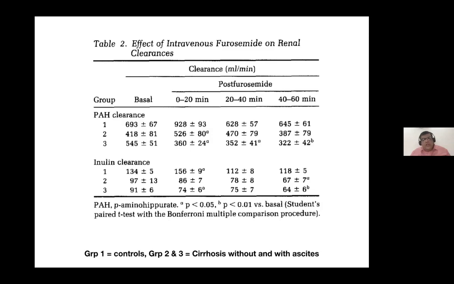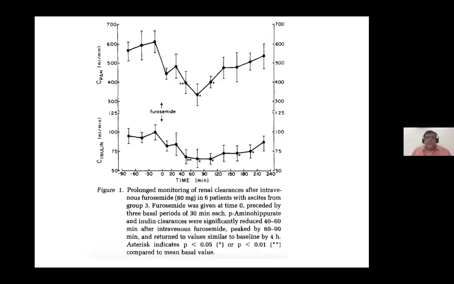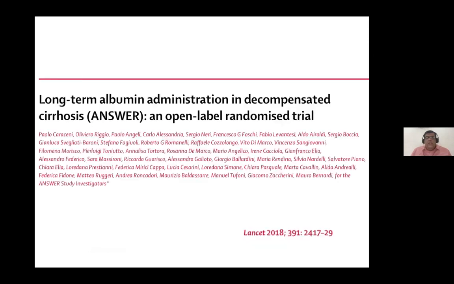Similarly, inulin clearance also dropped significantly in groups 2 and 3, which are the cirrhotic patients. So the study concluded that IV furosemide in cirrhotic patients actually impairs renal clearances. This is how the GFR actually drops once the IV furosemide is given, and it does not come back to normal even after around 4 hours. In fact, it remains slightly on the lower side even after that. So you may actually paradoxically worsen the renal function in patients with the use of IV furosemide.